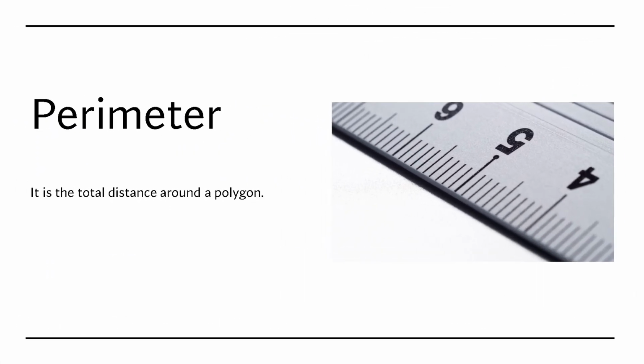Let's have now a definition of perimeter. A perimeter is the total distance around the polygon. When you have a curve, we call that circumference. However, in some other literature, they call it perimeter as well. As long as it's a closed figure, we're working on that.